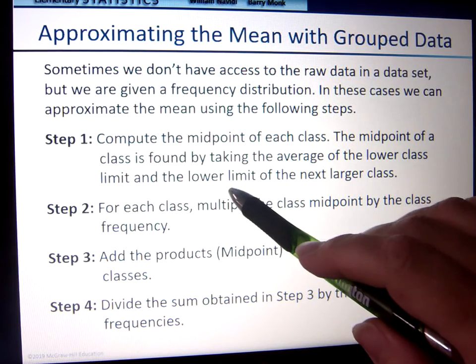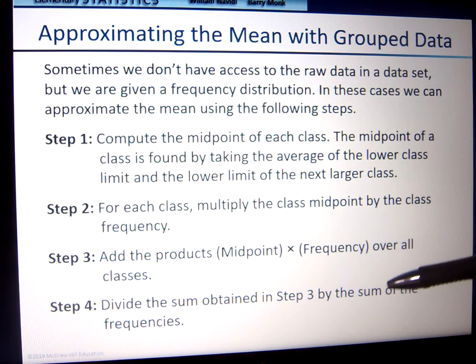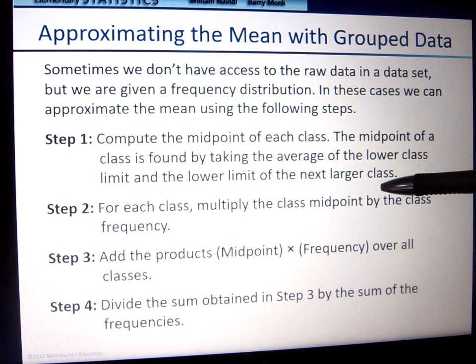So remember, in histograms, when we divide the classes, we're going to take the lower and then the next lower, and then find the average of those. For each class, we're going to multiply the class midpoint by the frequency. Then you add the products over all the classes. Finally, you're going to divide the sum attained in step 3 by the sum of all the data, which would be the sum of all the frequencies. So let's look at an example.